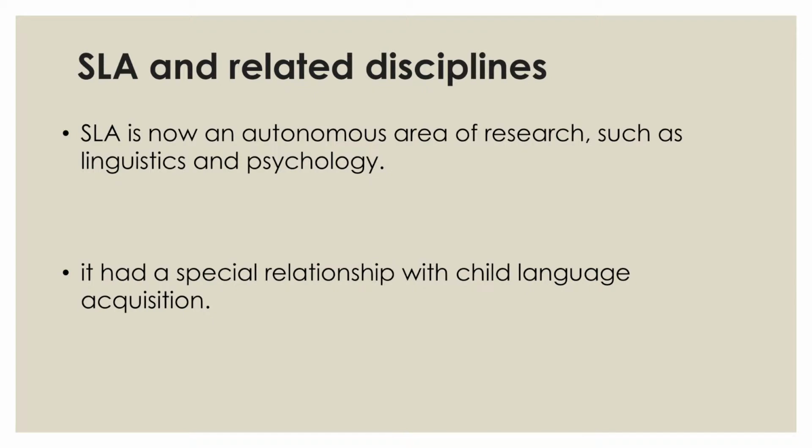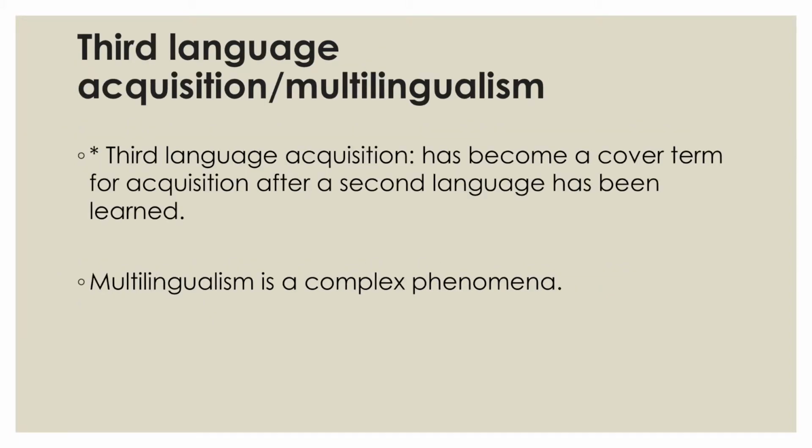However, it has a special relationship with child language acquisition, in that child language acquisition formed the base of research in SLA, with many of the original second language research questions stemming from the same questions in child language acquisition. Second language acquisition has become a cover term for acquisition after a first language has been learned. It often incorporates many different types of acquisition, including third, fourth, and so on, and includes heritage language learning.